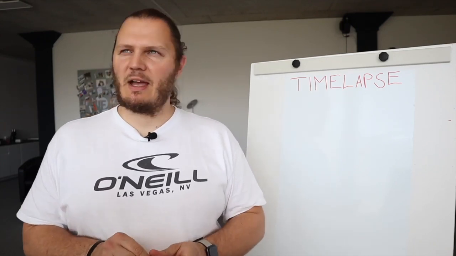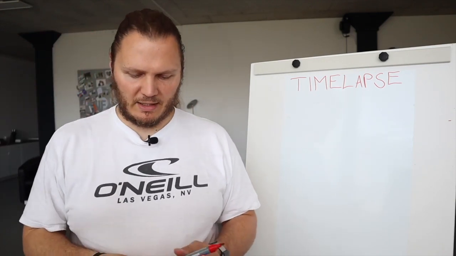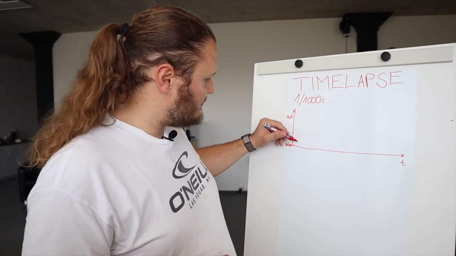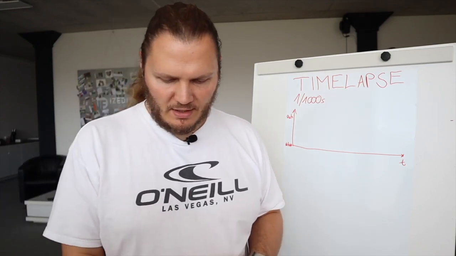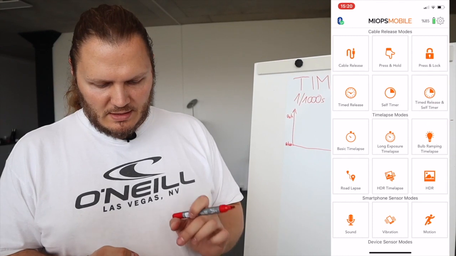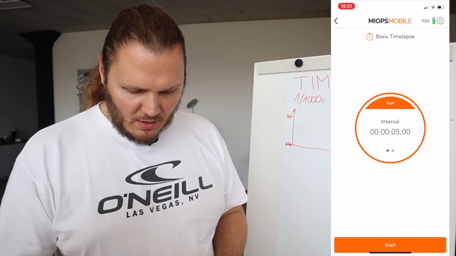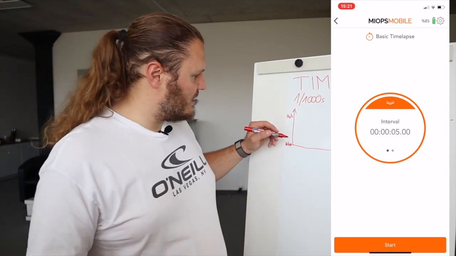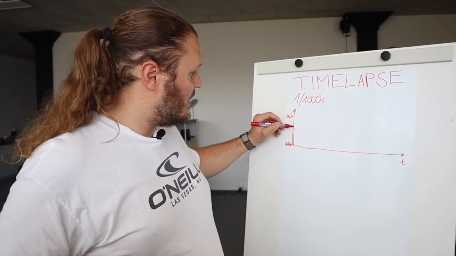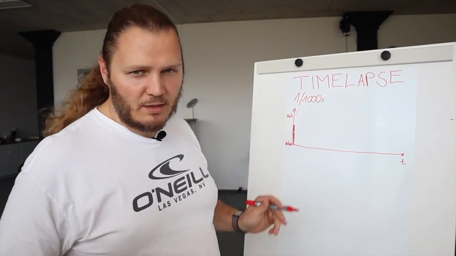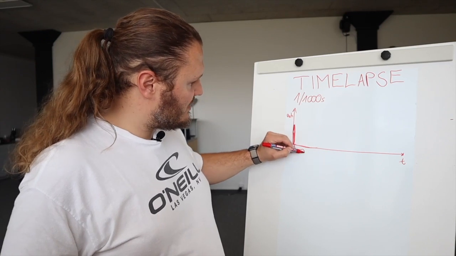The best thing is to have a clear sky or a cloudy sky, with the clouds moving or something like that. Let's say you want to do a time-lapse with a photo every 5 seconds. You open your software and it says basic time-lapse, and you can say my interval is 5 seconds. So what the trigger does is push your shutter button and then it waits for 5 seconds.